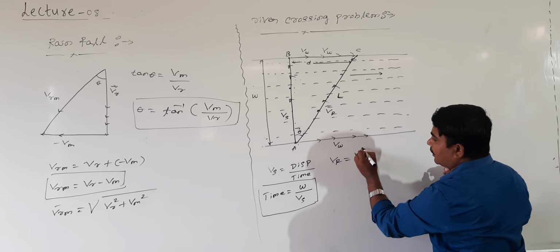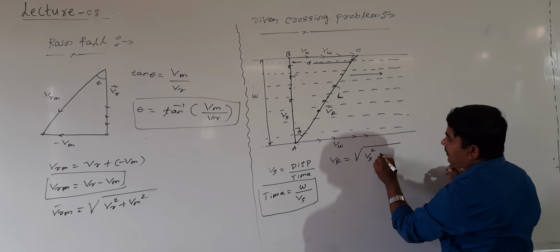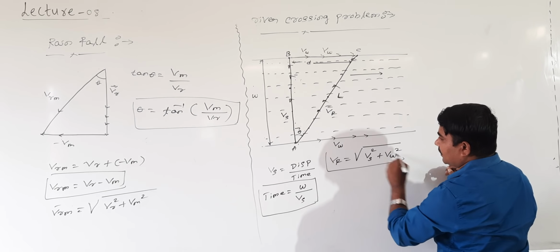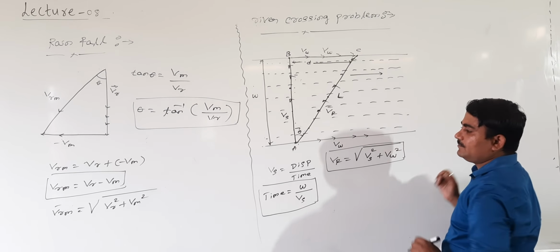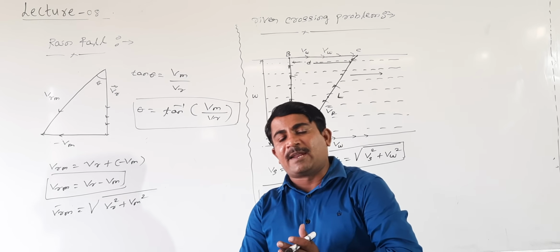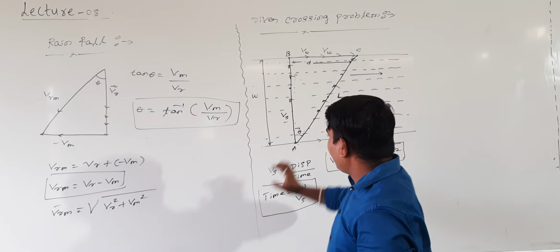Vr equal to under root of how much? Under root of Vs square plus Vw square. This is the resultant velocity you can calculate. Right? And again we need to calculate the angle made with the width of the river.